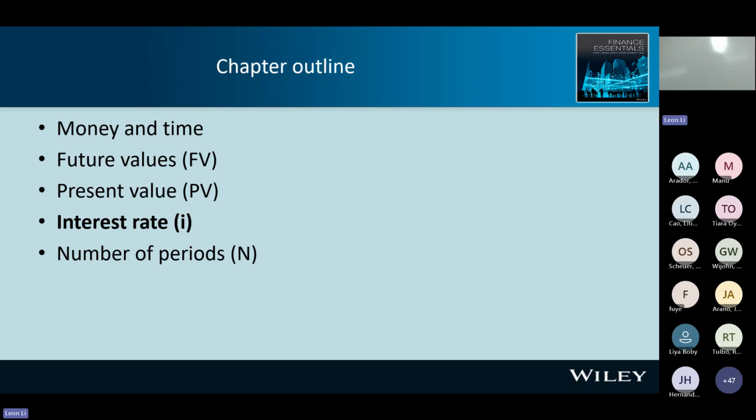Okay, next topic, interest rate or our I variable. Right? So you can see before I show you the discussion, I know the 4 variables on our timeline: FV, PV, I, and N. Right? In our previous discussion, we have discussed PV and FV. Now we discuss the I variable. And you can see our final topic is the N variable. Right?